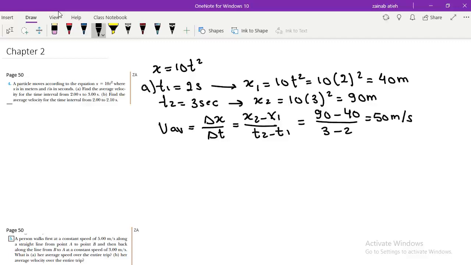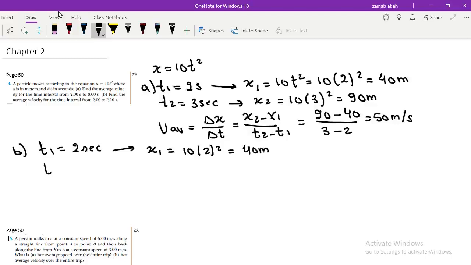In part B, it says find the average velocity for the time interval from 2 to 2.10. This time interval is shorter, but also I can find an average velocity between any two times using the same method. So let's do it again. This is part B. I will take t1 equals 2 seconds. Let's find the position at this instant. x1 equals, I've already found it, 10 times 2 squared. It's equal to 40 meter.